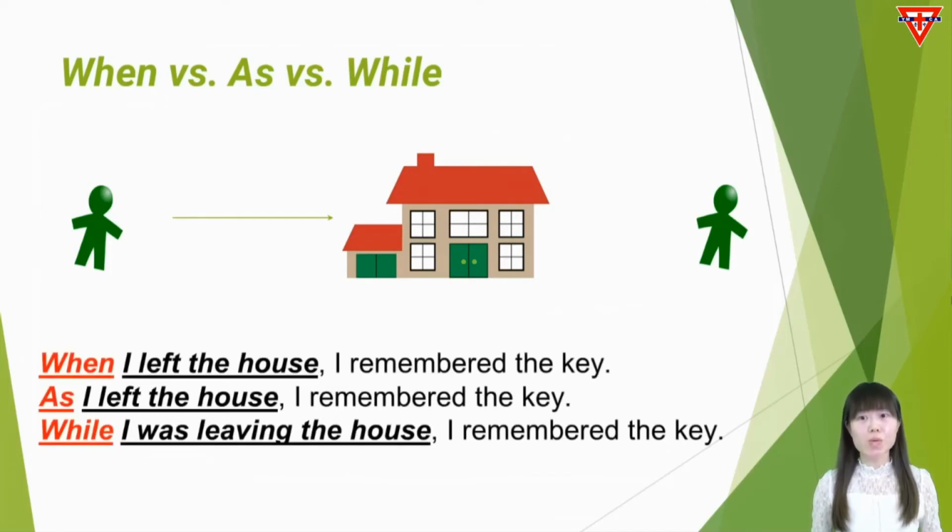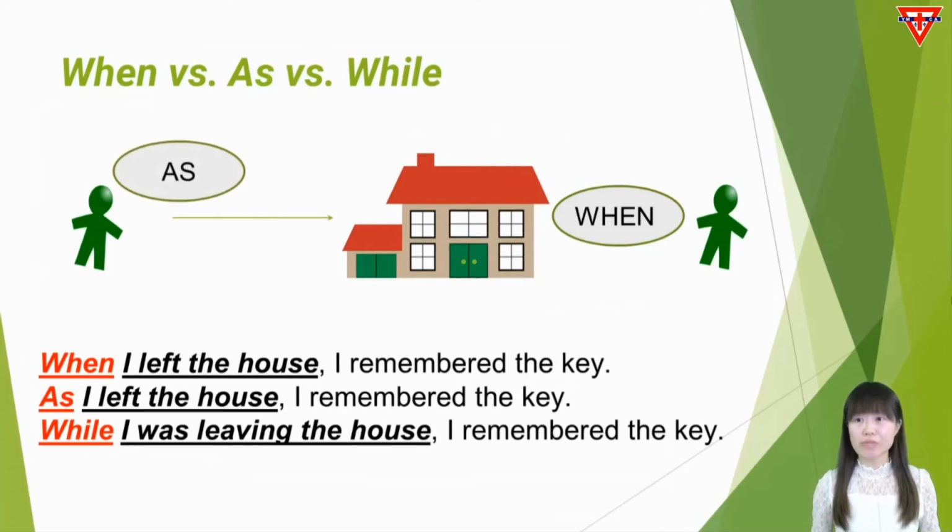When is used when one action follows another. That means the first action is completed before the second action occurs. For example, "When I left the house, I remembered the key" means I remembered the key after I left the house. However, if I change the when to as, it means I remembered the key before I left the house. As is used when the second action occurs before the first is finished. That means the first action is incomplete. While means during the time that; we use continuous tense for the while clause.